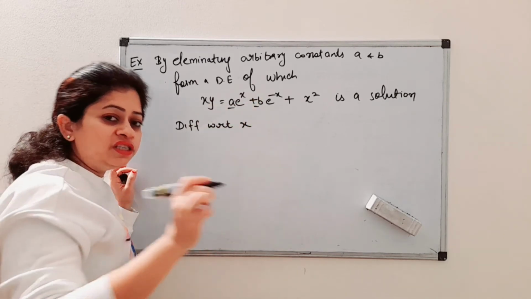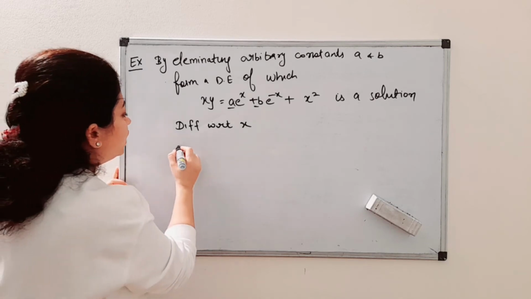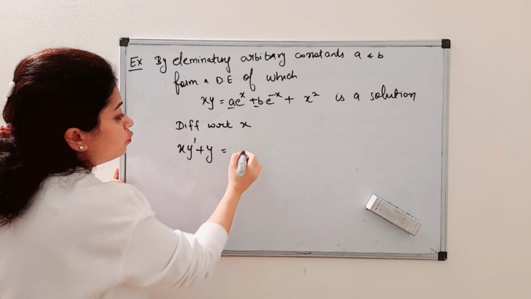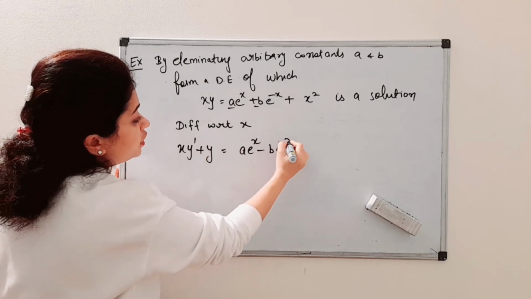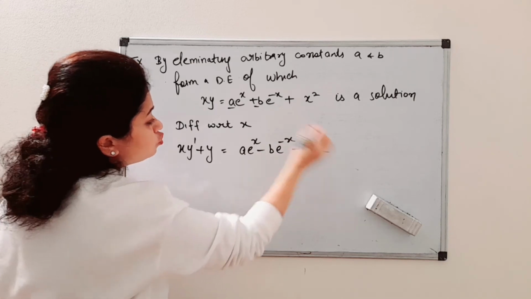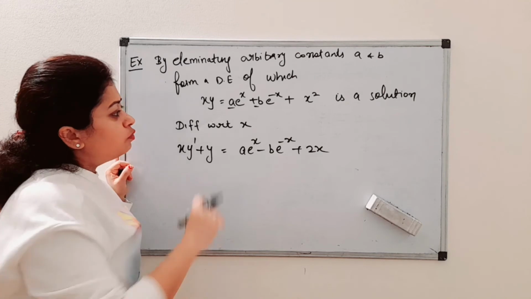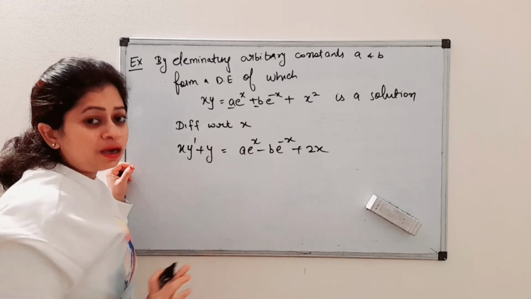We need to differentiate it that many times. So differentiate it with respect to x. We get xy' + y = ae^x - be^(-x) + 2x. Now as we can see, we don't need to subtract. If we add this, we can cancel out b.